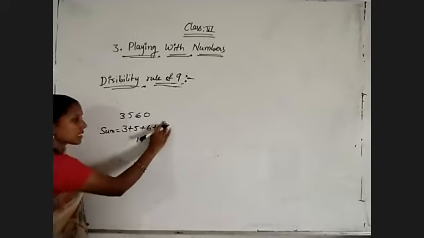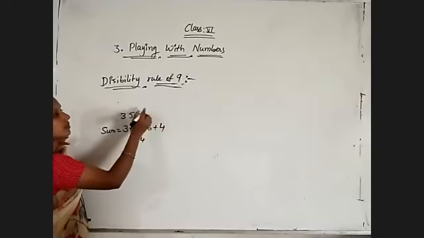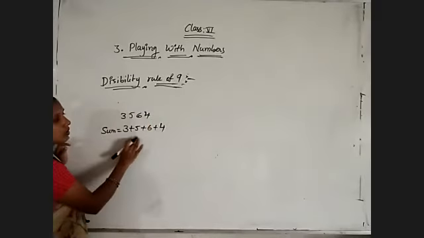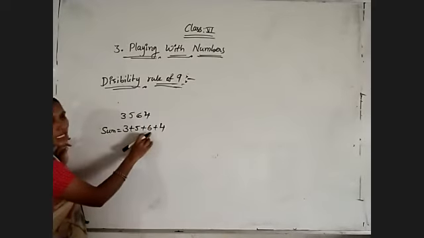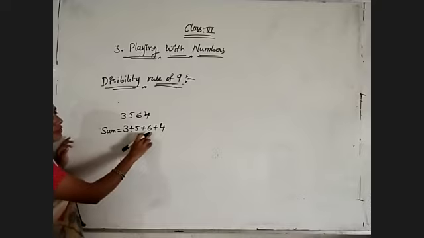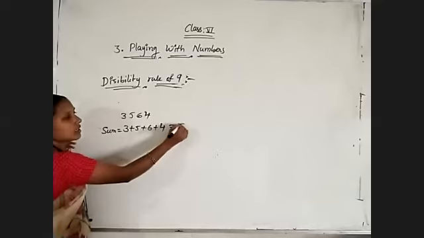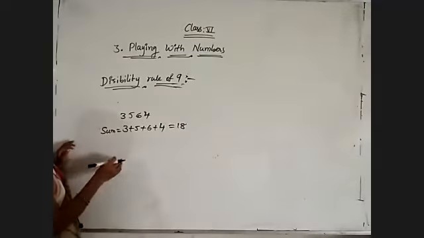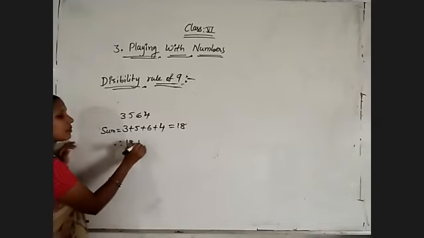Suppose I have 4 here. Now 3 plus 5, 8. 8 plus 6, 14. 14 plus 4 is equal to 18. So 18 I will get in the 9 table. Therefore 18 is a multiple of 9.